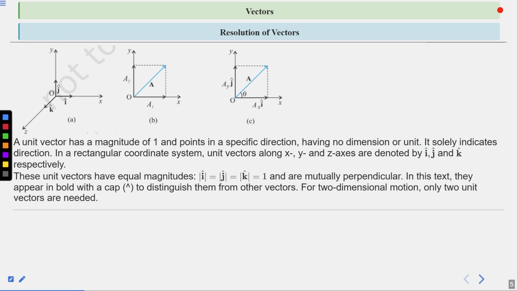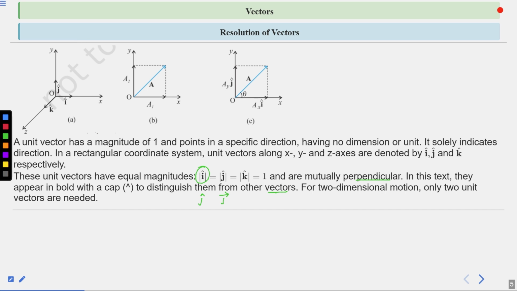These unit vectors have equal magnitude, that is mod of i equals mod of j equals mod of k equals 1. So this is the representation of the magnitude of unit vectors, and they are mutually perpendicular to each other. They appear in bold with a cap to distinguish them from other vectors. So if we write j cap, it means it is a unit vector, and if we write j, it means it is the j vector. So the cap helps us to distinguish them from other vectors.